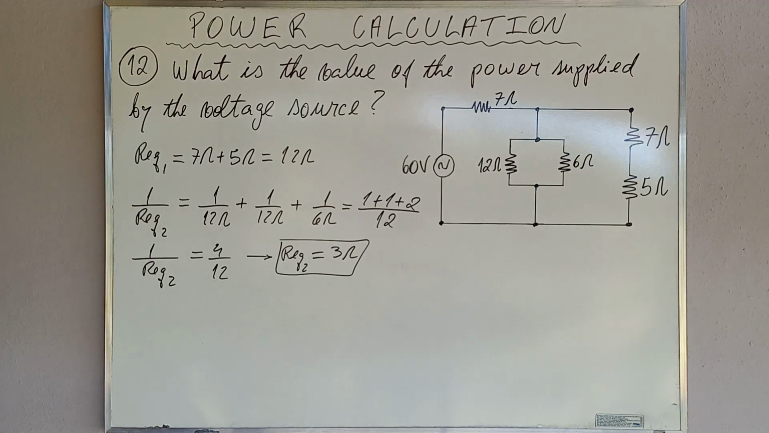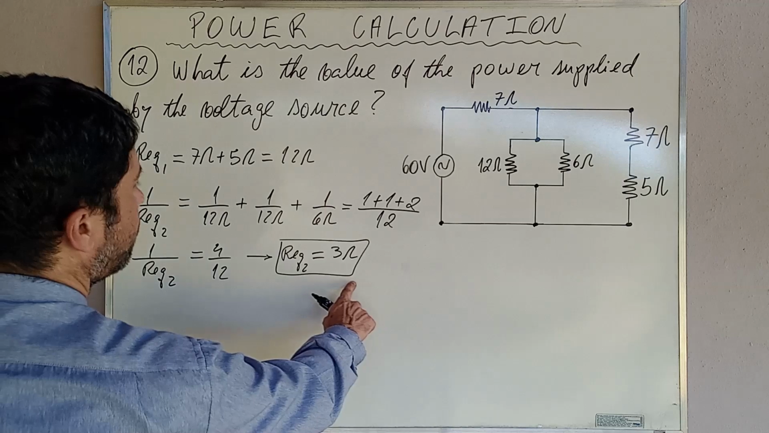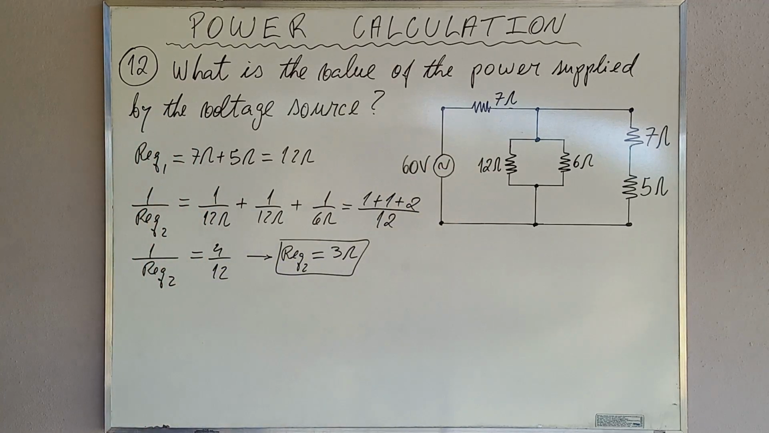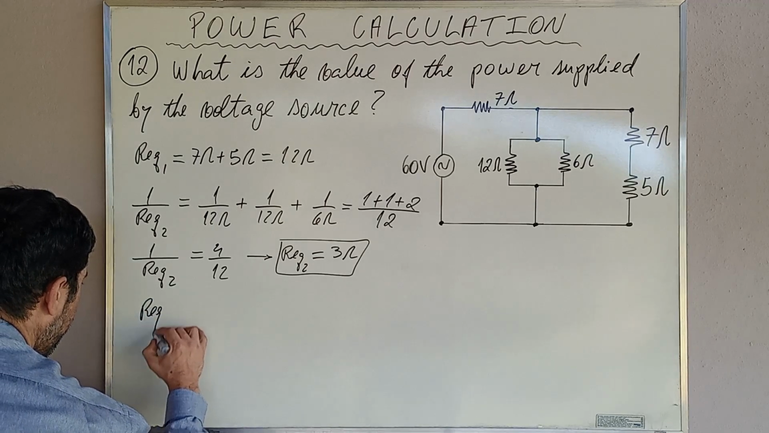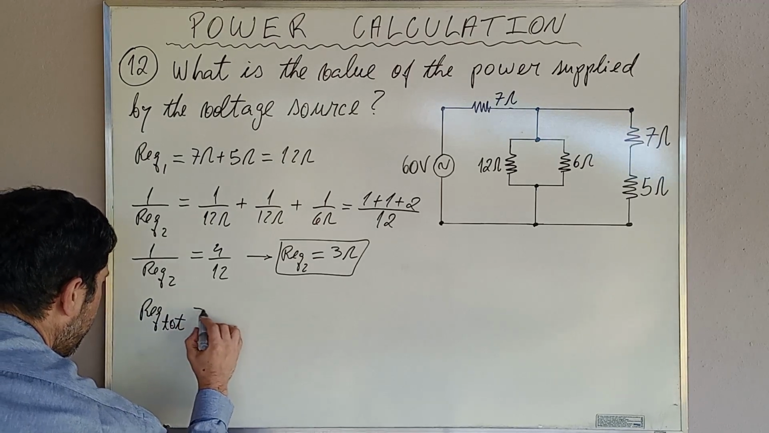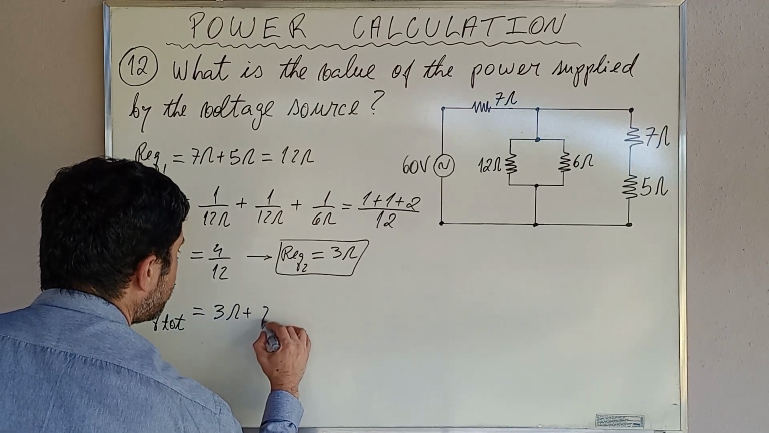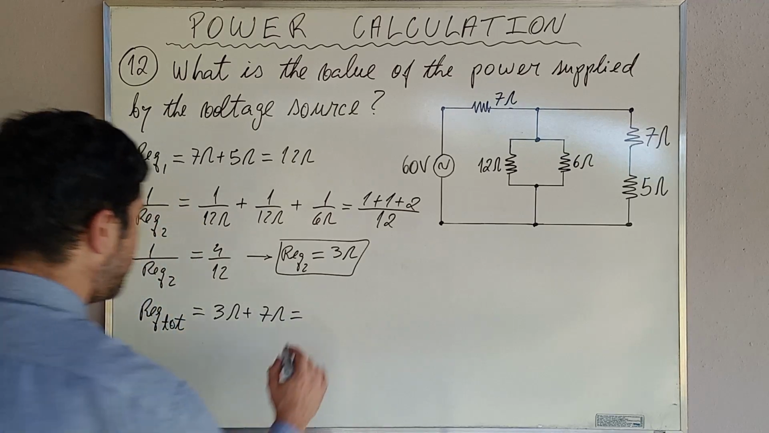To finish, we calculate the equivalent resistance between a 3 ohms resistance in series with a 7 ohms resistance. This will be in series with this, and the total equivalent resistance is 3 plus 7, which is equal to 10.